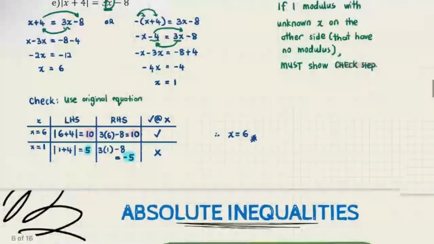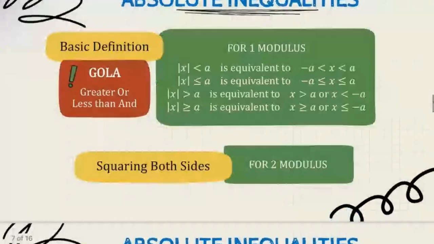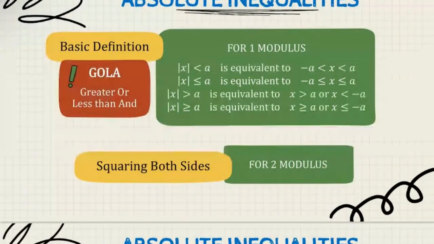Tetapi bila melibatkan inequality, saya akan pecahkan dia kepada satu "or" and another one will be... So ini depends kepada sign of inequality lah. So "gola" itu stands for apa? Greater or less than n. Okay, so nanti kita akan tengoklah contoh dia macam mana.